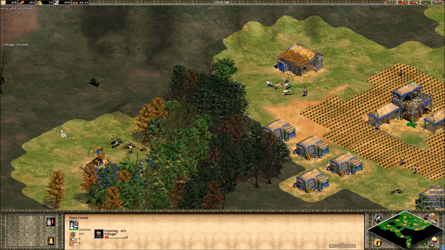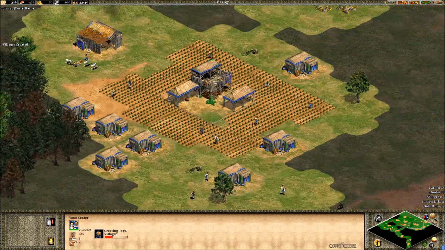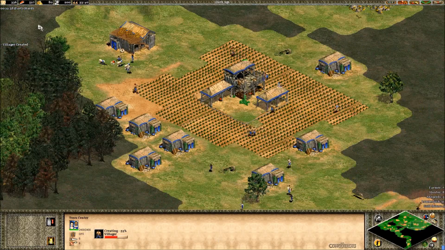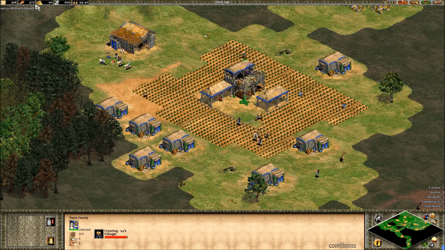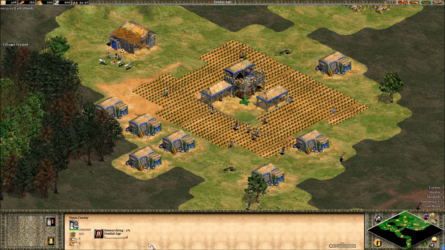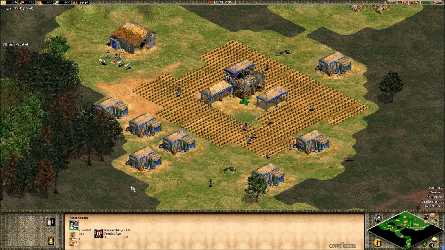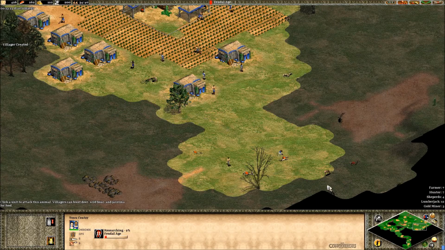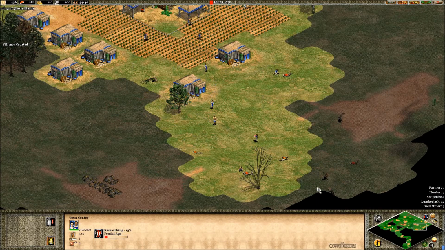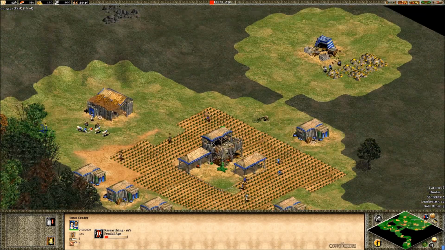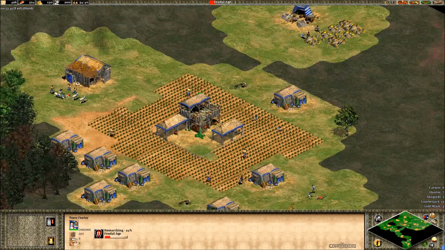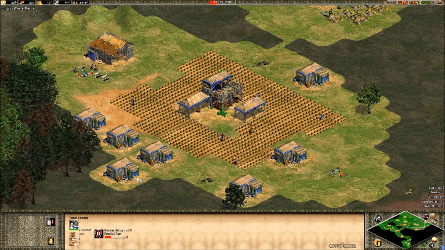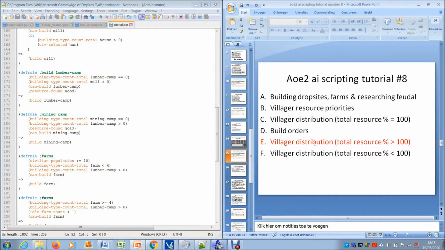It will keep creating villagers until it has enough food to go up to feudal, which should be now, as we're over 500, and indeed it has clicked up. Of course, not very efficiently. Of course, the code isn't perfect, but this is a start of a very, very basic and a very, I would say, stupid AI.